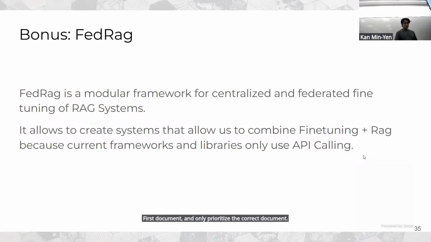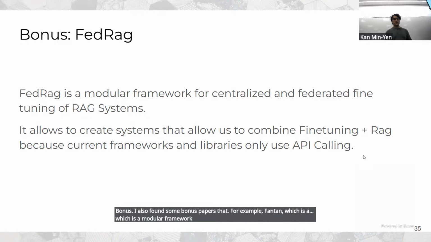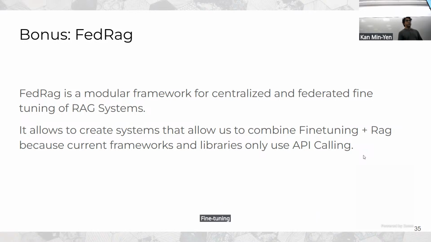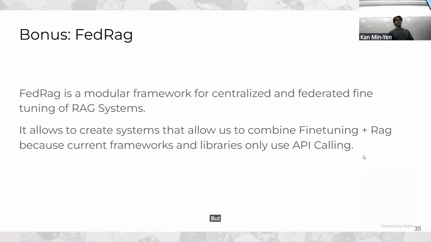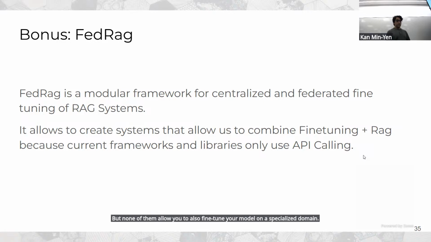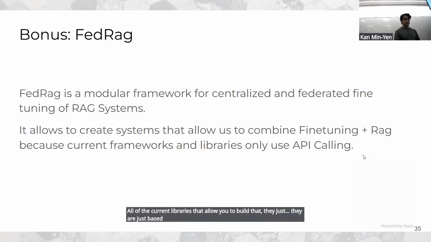Bonus, I also found some bonus papers, for example FedRAG, which is a modular framework used for fine-tuning plus RAG systems. The problem they found was that there are frameworks that allow you to make RAG, and you can find these resources in Hugging Face, LangChain, but none of them allow you to also fine-tune your model on a specialized domain. All of the current libraries that allow you to build RAG are just based on API calling.